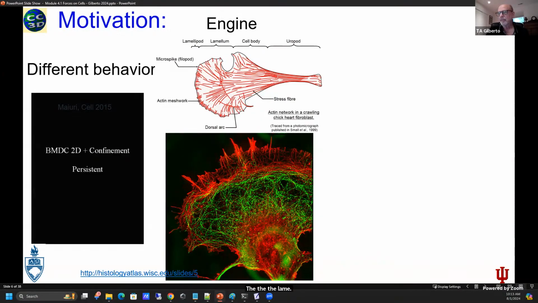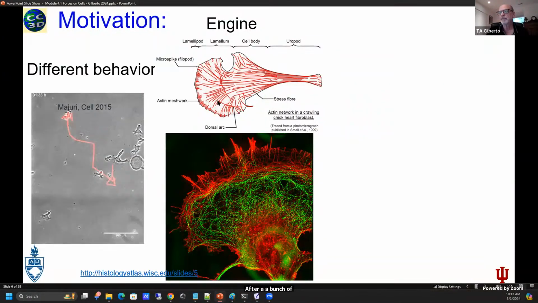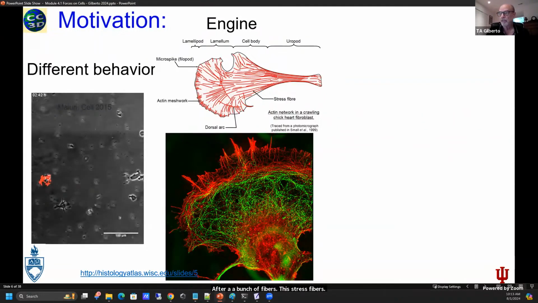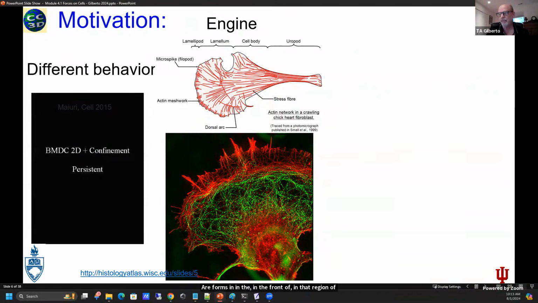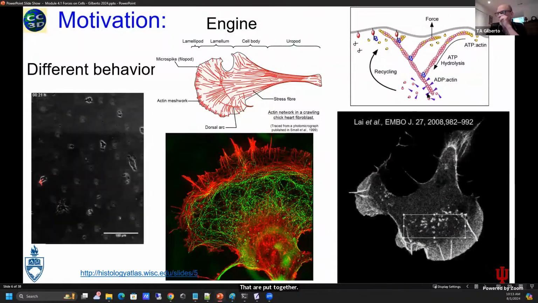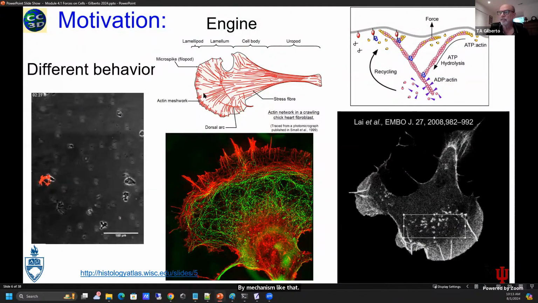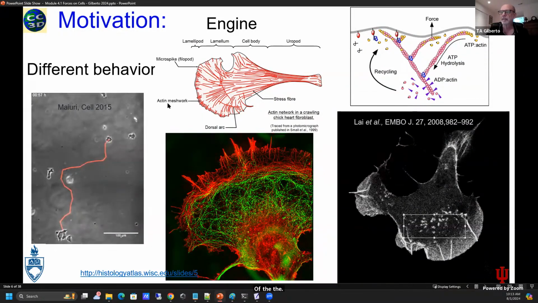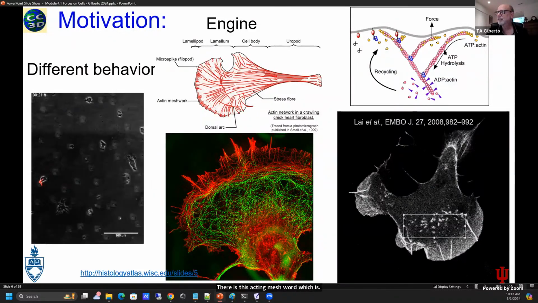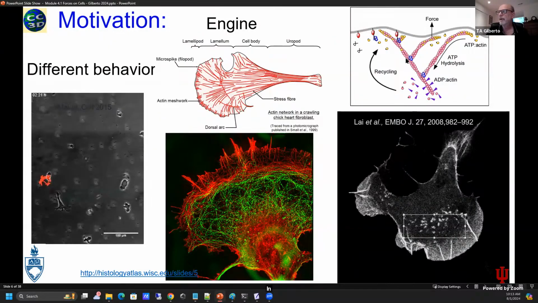The lamellipodium is formed after a bunch of actin fibers. The stress fibers are formed in the front region of the cell, with this intricate mesh of proteins that are put together by a mechanism like that. At the real front of the lamellipodium, there is this actin meshwork, which in a zoom shows this kind of formation of fibers.